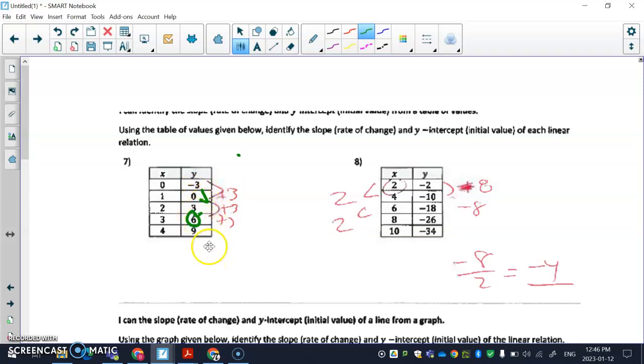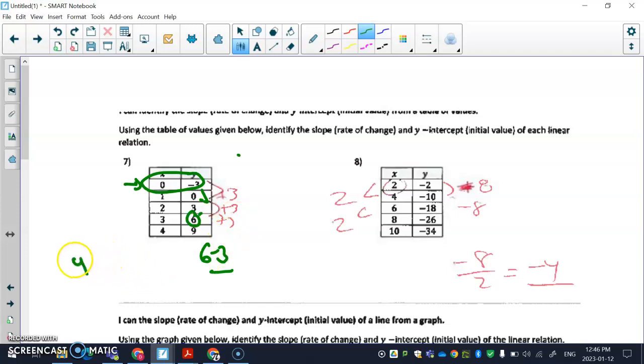You could take any point and subtract the point in front of it. So 6 subtract 3 is 3, 9 subtract 6 is 3, 3 subtract 0 is 3. That's how you get that. The initial value is the value here. It's when x is 0, so the initial value is negative 3.